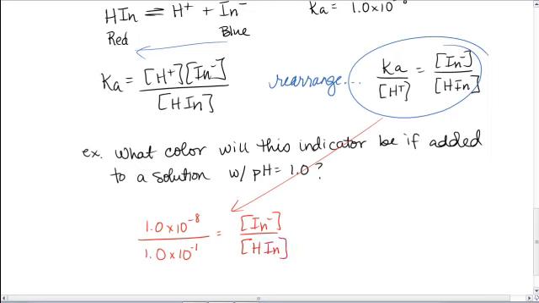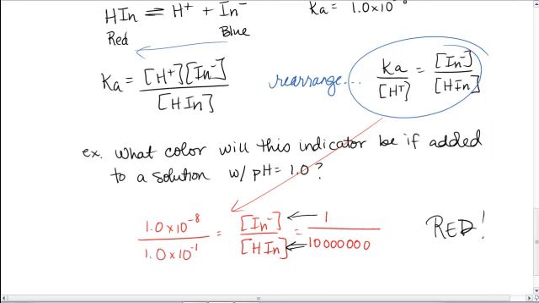You computed the difference already, right? If I put that in fractional form, I don't always like to look at fractional form, but it'll help me make my point. 1 times 10 to the minus 8 divided by 1 times 10 to the minus 1 is essentially the same as 1 over 10 million. That's the difference in their concentrations. So we've got an awful lot more HIn than we do In minus. So of course, it appears red.